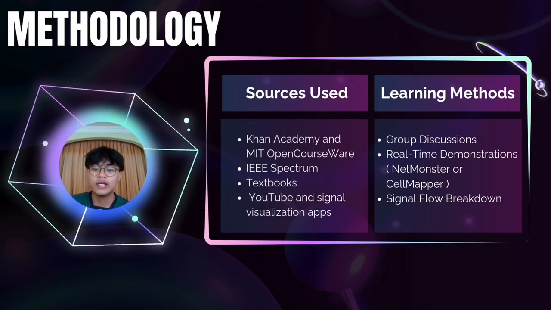Last but not least, signal flow breakdown. The breakdown processes step by step: the router sends data to the telecommunication antenna. Then the antenna transmits radio waves through the air. And lastly, these signals are received and demodulated by the smartphone. So understanding this flow helps us to grasp how communication occurs in real life.